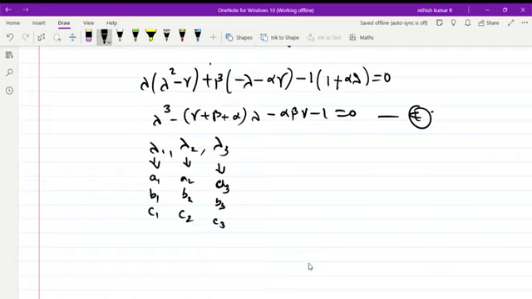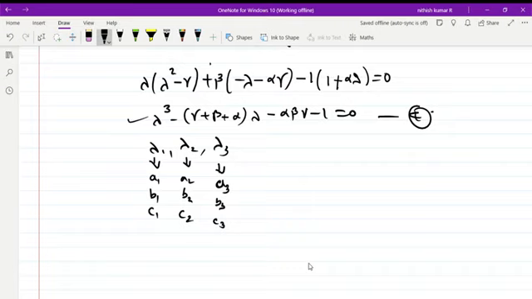So this is the cubic equation. It has the roots lambda 1, lambda 2, lambda 3. With respect to each of lambda 1, lambda 2, lambda 3, the system has a solution. Say with respect to lambda 1, the solution is a1, b1, c1. With respect to lambda 2, the solution is a2, b2, c2. And with respect to lambda 3, the solution is a3, b3, c3.